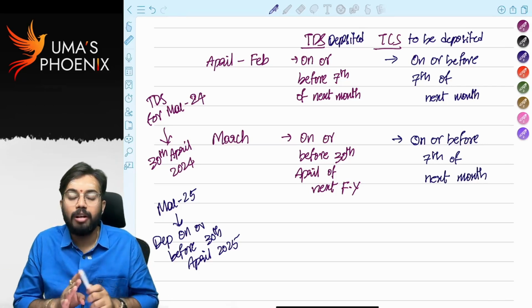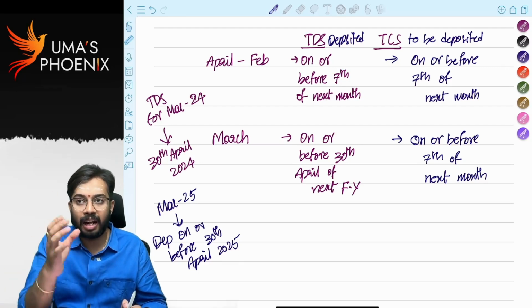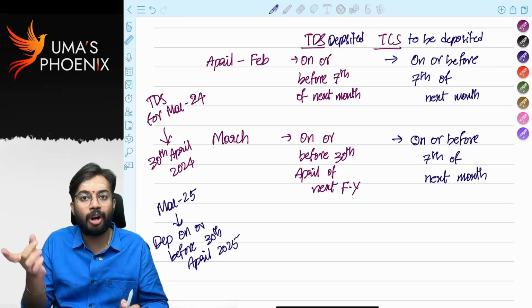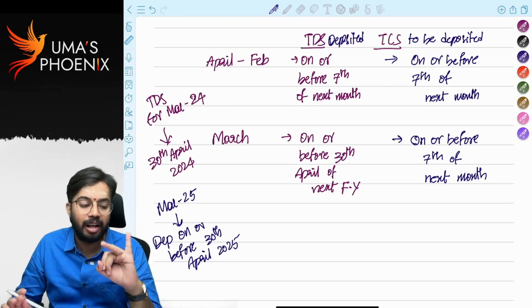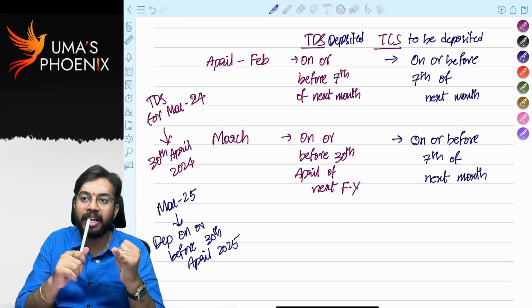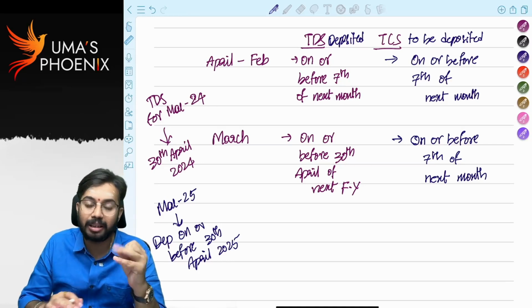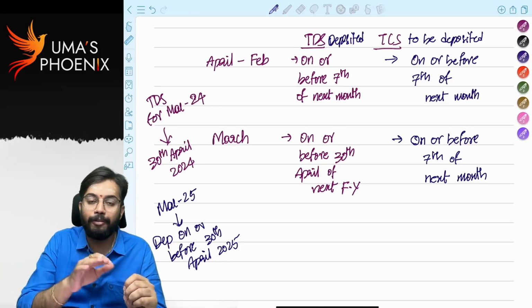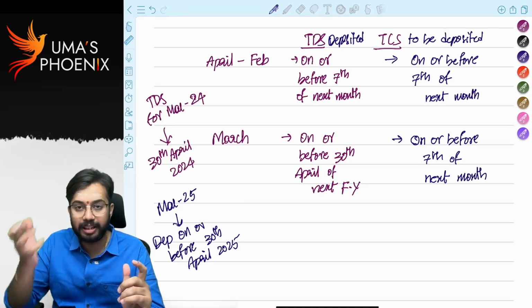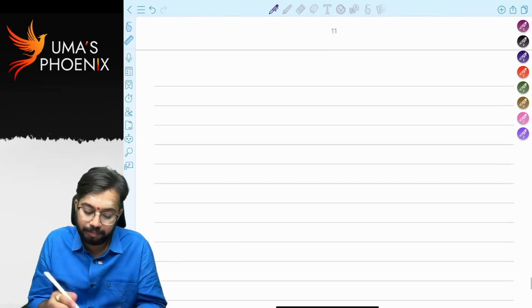That means what? For TCS, only one due date. Any month, TCS collected is required to be deposited on or before 7th of next month. For TDS, two due dates are there. April to February, whatever TDS is deducted should be deposited before 7th of next month. March month, whatever TDS is deducted should be deposited before 30th April of next financial year. Is it clear? Good. Next, return.